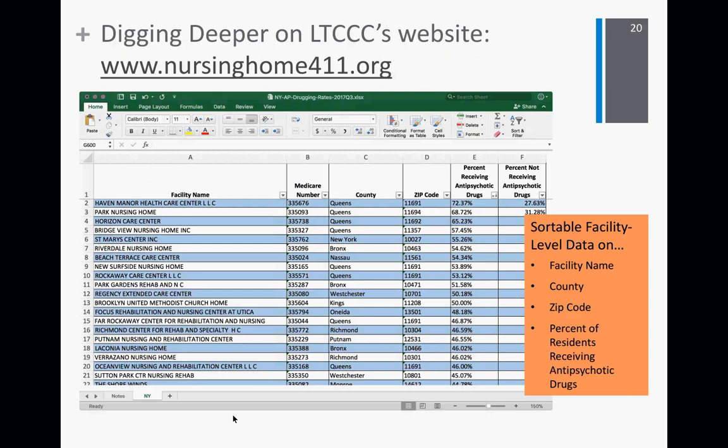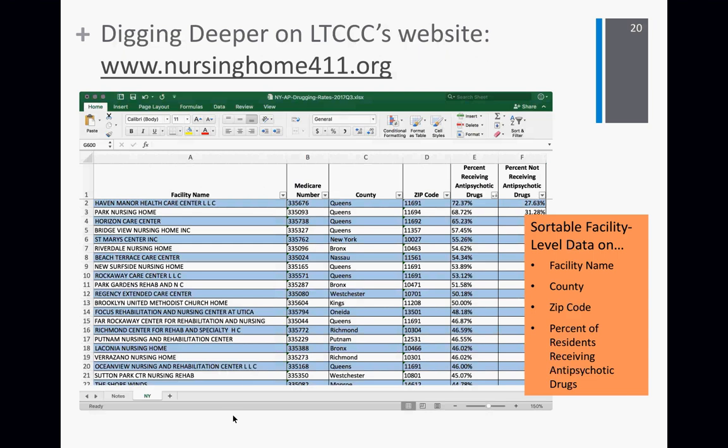So if you're a regional ombudsman, for example, you can look to see what's going on in your regions. If you are working with family members, or you are a family member, you can see, well, I live in Bronx County. How does my nursing home compare to other facilities in the Bronx? And then you can also look by the percent receiving antipsychotic drugs or the percent not receiving.